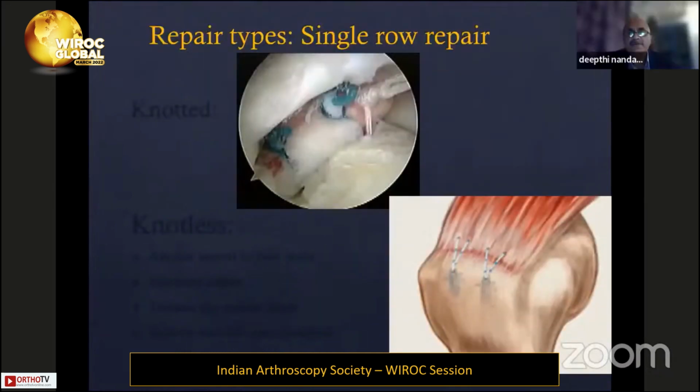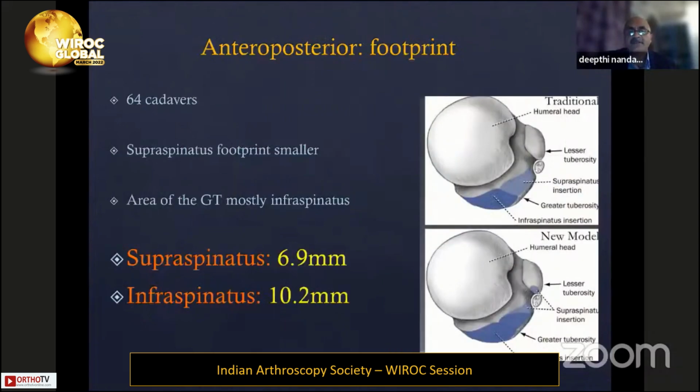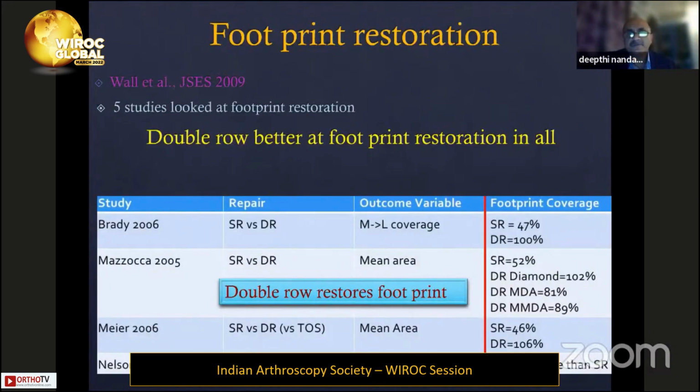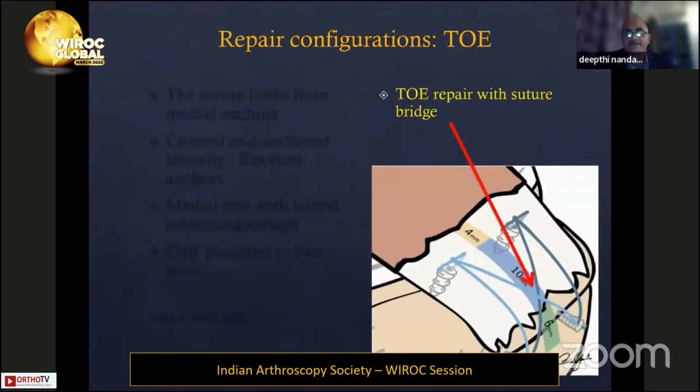Single row, double row. I think single row repair is known to have a better outcome only for small tears. And I use a knotless tensioned single row lateral row anchor, which will give you better compression of the tendon onto the footprint than when you use a knotted anchor like so. The footprint is a broad one, so a double row restores the footprint better than a single row, and biomechanical studies have confirmed that double row is much stronger than the single row, and the transosseous equivalent, like I had demonstrated, gives you a very good mechanical construct and allows the tendon to bone healing better.